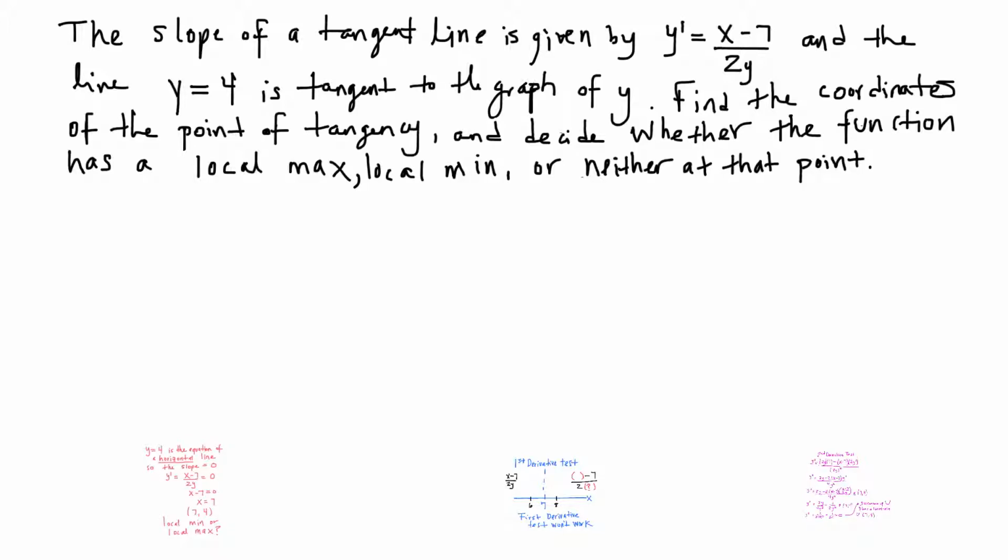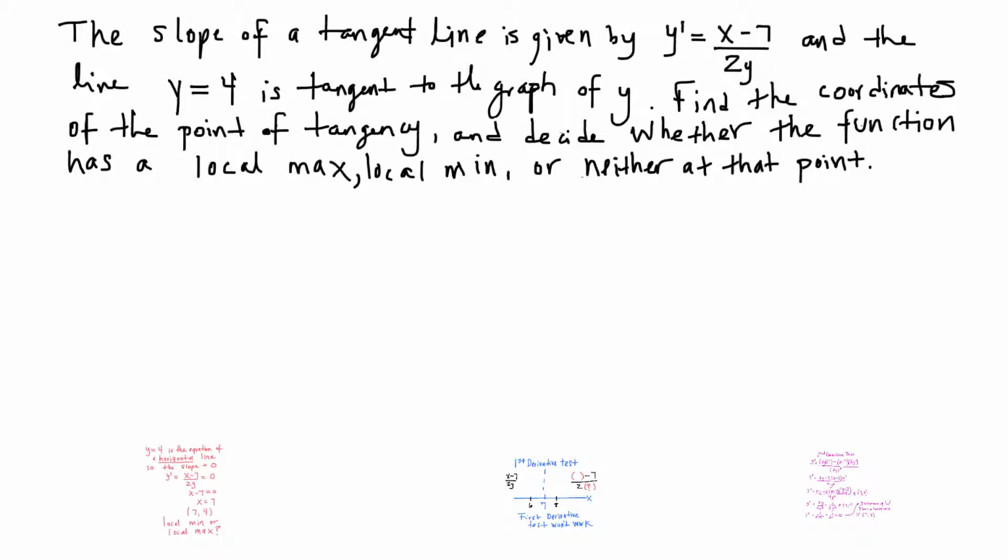So it says the slope of a line tangent is given by y equals, and so there's the slope that's given. Notice that the function itself is not given, just the slope. And then they say the line y equals 4 is tangent to the graph of y. So we have two things. We have the slope of the tangent line, and we have the equation of the tangent line itself.